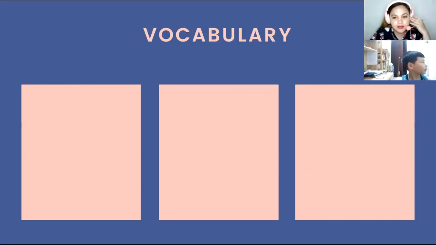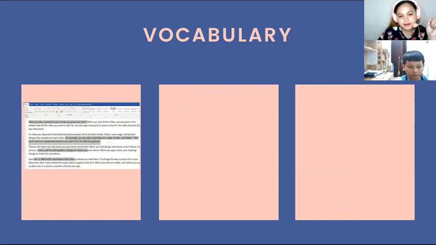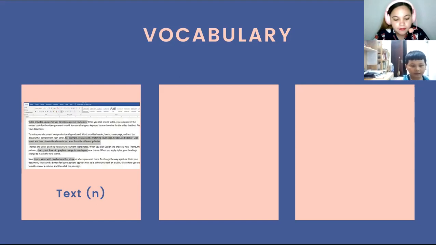Okay, next one. All right, so look at this one. What is this? You guess, what is it? That is text. Okay, can you say it? Text. All right, so text, this one is the letters or the words that we can read in a book or in an email, in a magazine, in a comic. So you call it text.